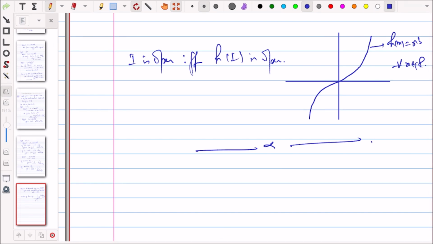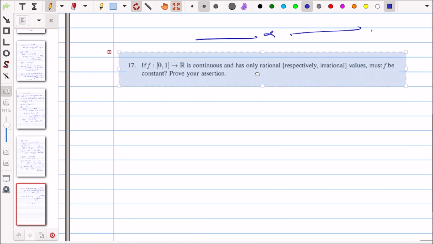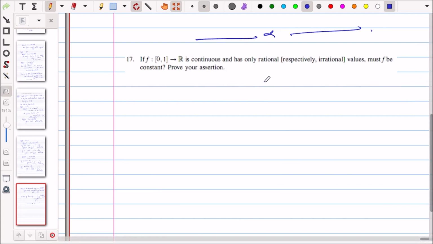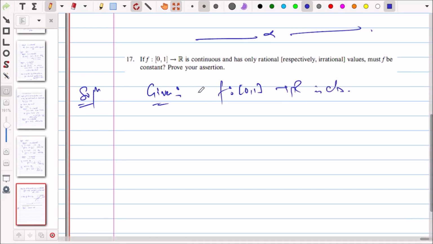Now we move to question number 17. Question number 17 is a little interesting. In question number 17, we are given a continuous function that has only rational values, or we can take a continuous function that has only irrational values. We have to show that the function is constant. There is no other possibility. So it's very simple. Given is f from [0,1] to R is continuous.